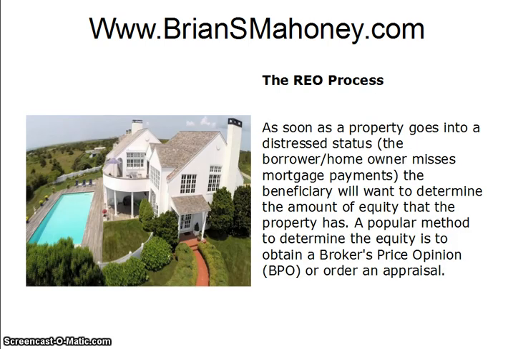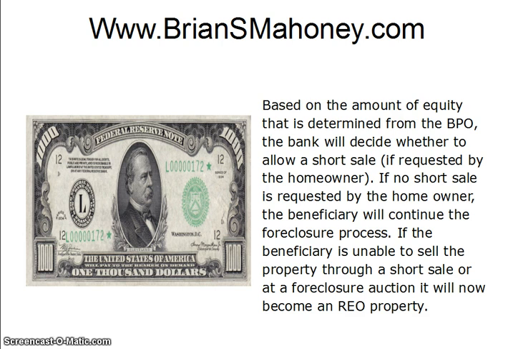The REO process. As soon as a property goes into distress status, the borrower/homeowner misses mortgage payments. The beneficiary will want to determine the amount of equity that the property has. A popular method to determine the equity is to obtain a broker's price opinion or BPO or order an appraisal. Based on the amount of equity that is determined from the BPO, the bank will decide whether to allow a short sale if requested by the homeowner.